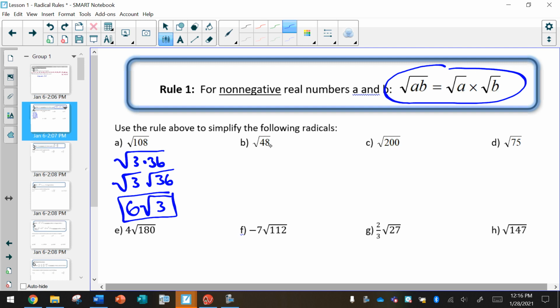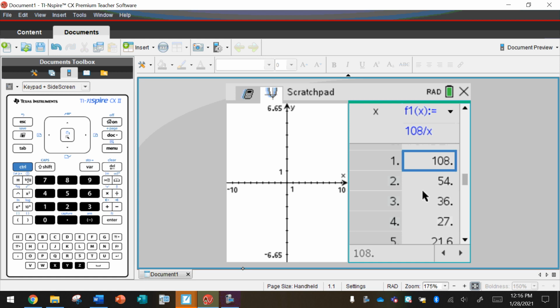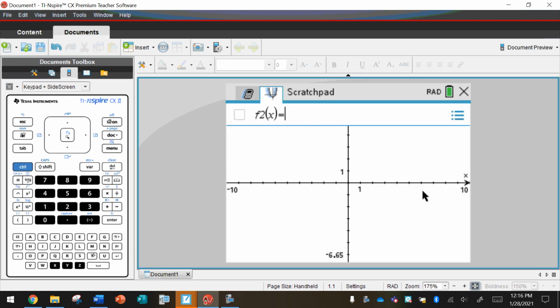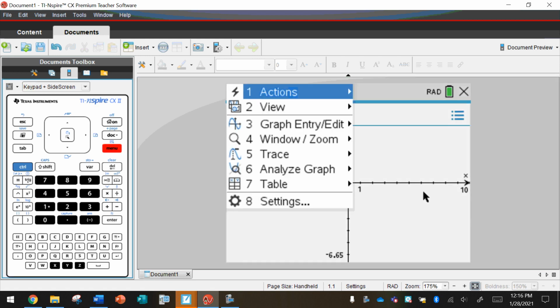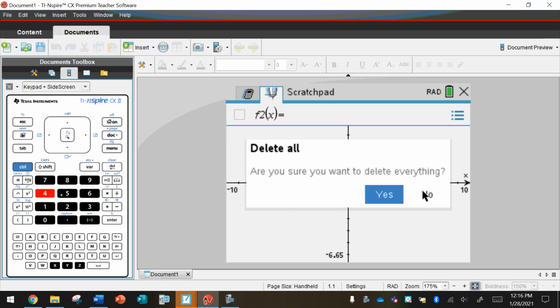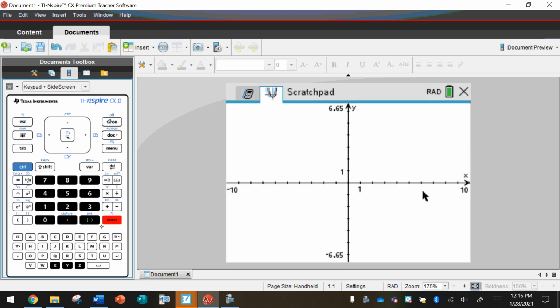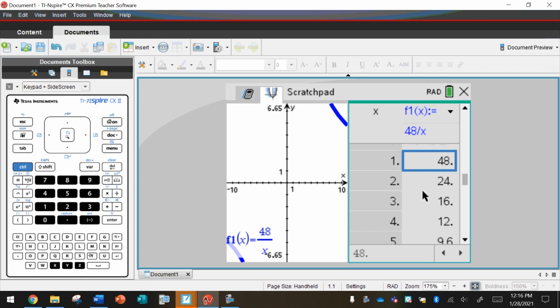This time we are looking for the largest perfect square factor of 48. So back over to here. Control T takes the table away. If I want to start from scratch, menu, 1, 4, enter, clears out all the old stuff. Tab gets me where I can type in my new number, 48 divided by x. Enter. But I want the table, so Control T. Now find the largest perfect square. The first perfect square that I see is 16 times 3.